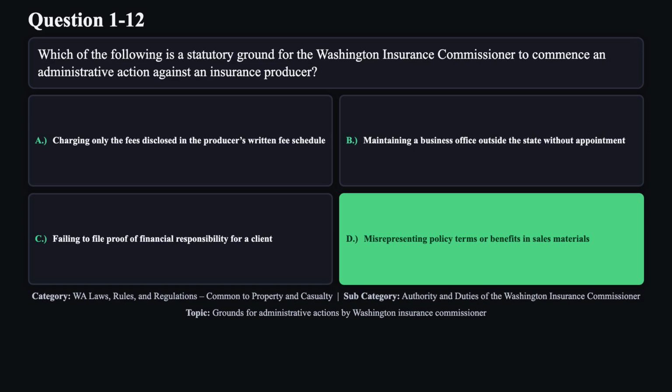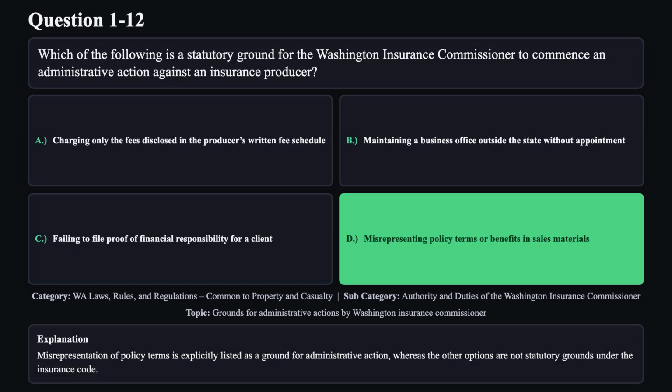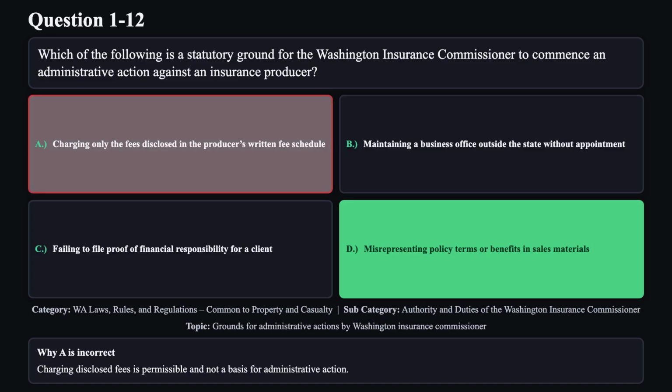The correct answer is D. Misrepresentation of policy terms is explicitly listed as a ground for administrative action, whereas the other options are not statutory grounds under the insurance code. Reason A is not correct. Charging disclosed fees is permissible and not a basis for administrative action.